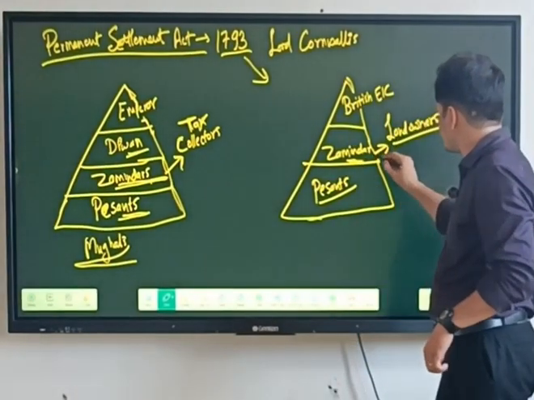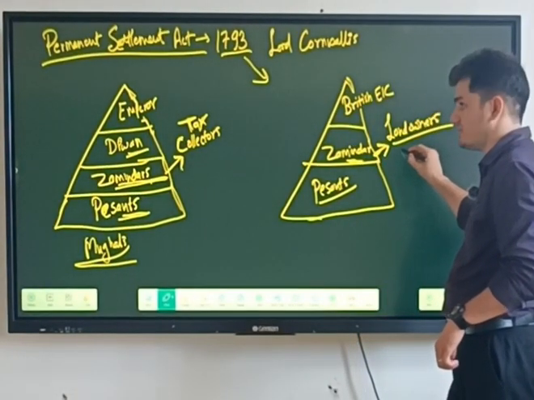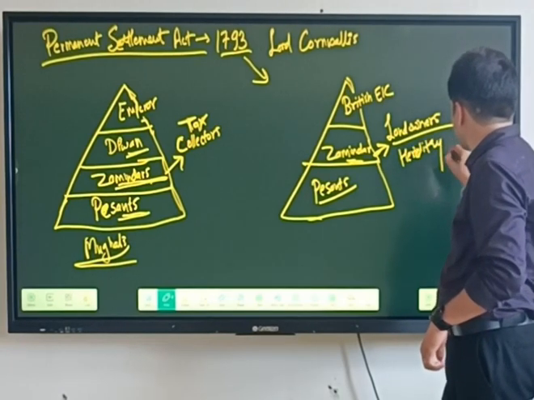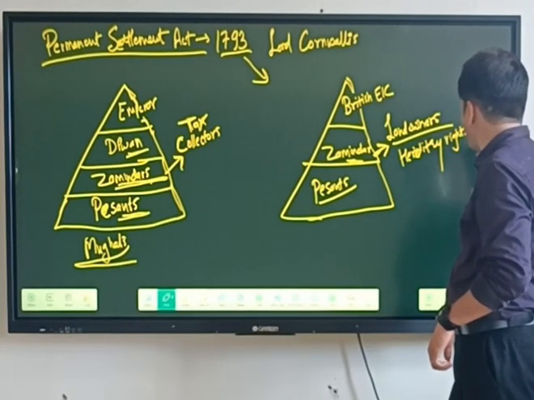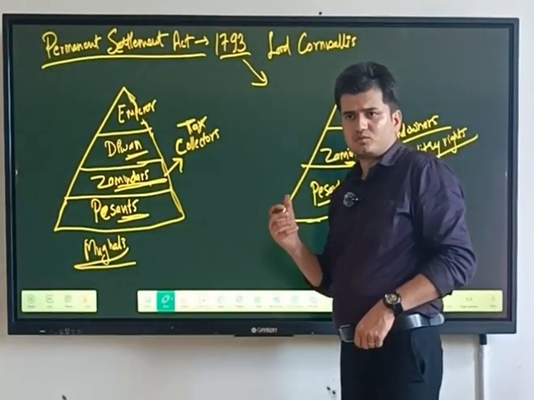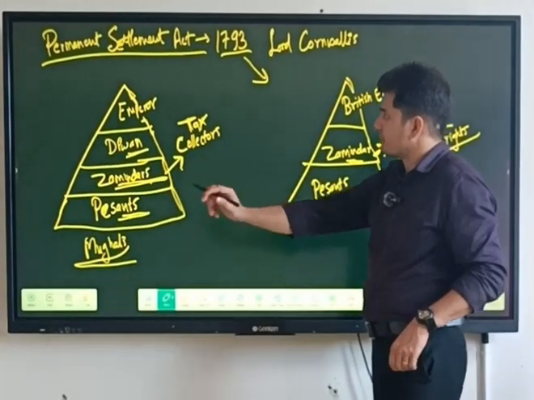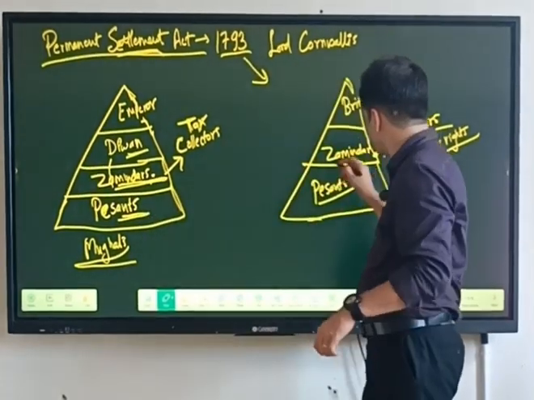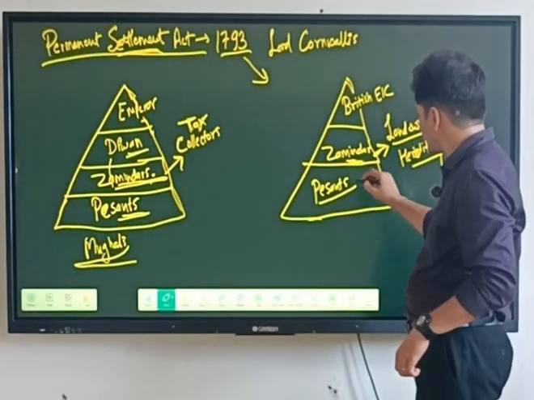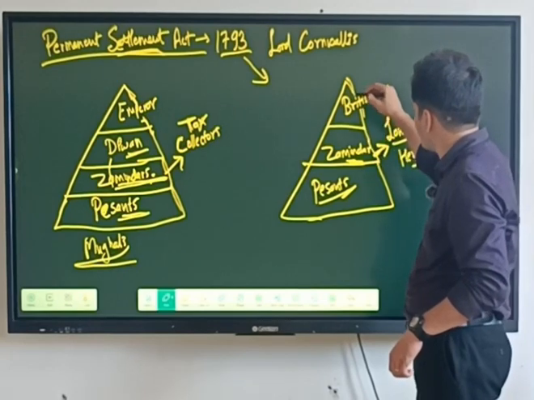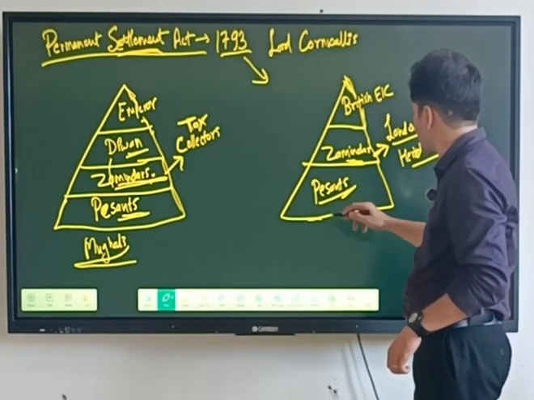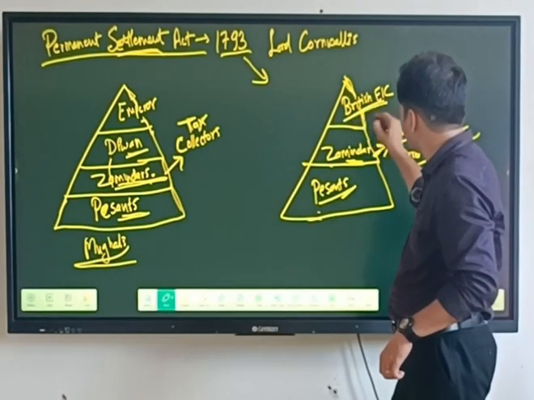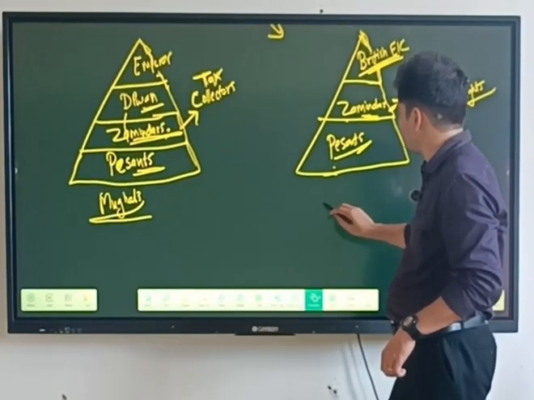So this act made Zamindars as landowners and gave them hereditary rights. So this Permanent Settlement Act basically settled the Zamindars permanently on the land, and they used to collect taxes from the peasants in the name of British East India Company. So collecting taxes from the peasant, and then they will give to the British.